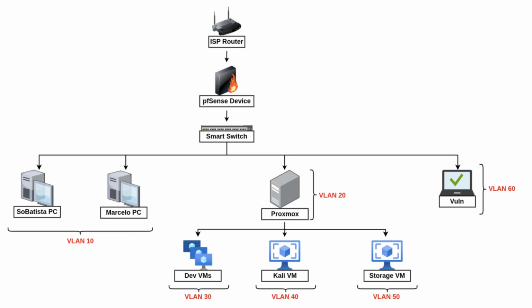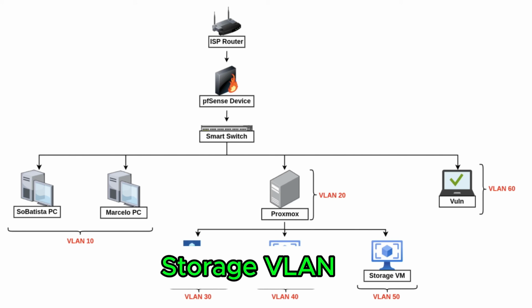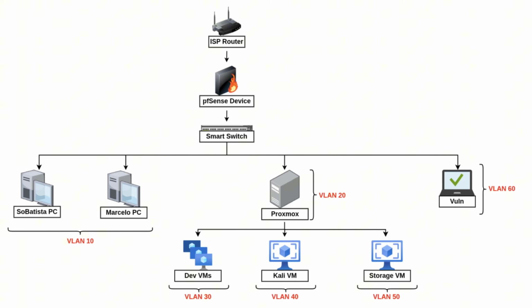VLAN 50 will be our storage VLAN, where we will create a VM where we will store files, images, videos, etc. Lastly, we will have VLAN 60. This VLAN is our vuln VLAN. So this will be on my old laptop and it will have installed VirtualBox. Now we will create every vulnerable VM inside of VirtualBox and we will hack those VMs using our Kali VM.